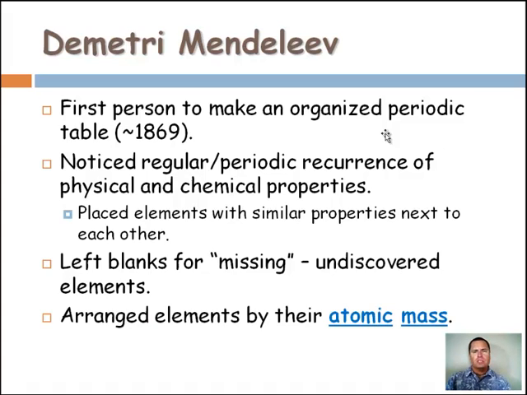Mendeleev arranged his periodic table by atomic mass. Remember, atomic mass is the weighted average of all the isotopes of an element. They are arranged from lowest atomic mass to increasing atomic mass.